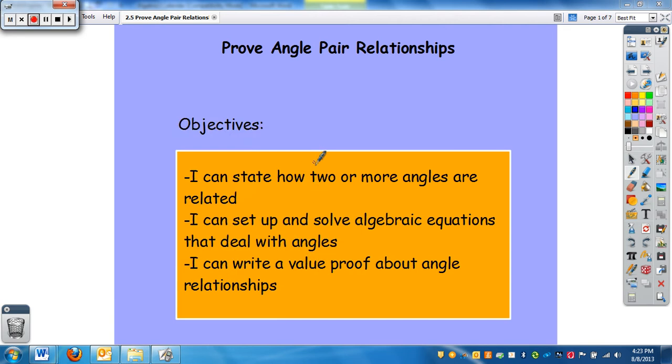So in this video, we're going to continue proving, but we're going to prove angle-pair relationships, how two or more angles relate to each other. So you can state how two or more angles relate to each other, what type of angles: complementary, supplementary, linear pair, vertical, all very important vocab words we learned from the last unit. Then you can set up and solve an algebraic equation that deals with angles, so it's not completely proving, and then you can write a valid proof about an angle relationship.